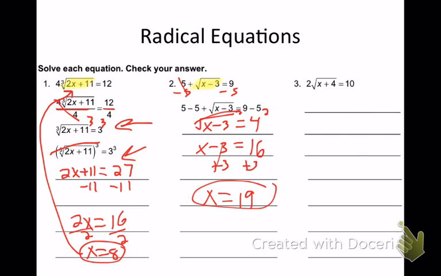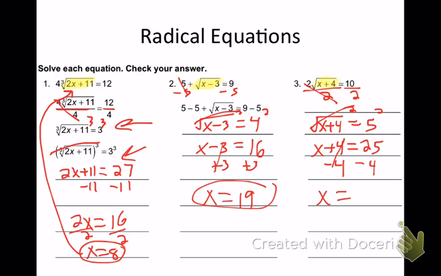And again, I can plug that in and get the same thing. Number 3. Notice I have a 2 out front and I want to get the radical alone. What would I have to do to get the radical alone? I'm going to divide both sides by 2. Cancels. Square root of x plus 4 equals 5. What's the opposite of a square root? Square term. x plus 4 equals 25. Oh, I see, 5 squared. Subtract both sides by 4.